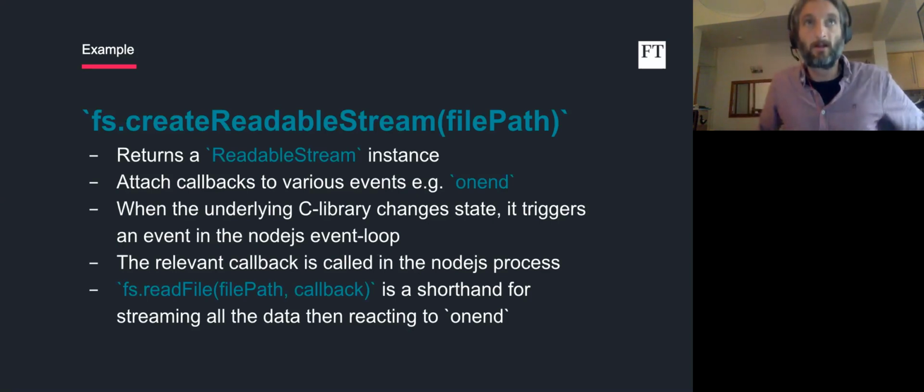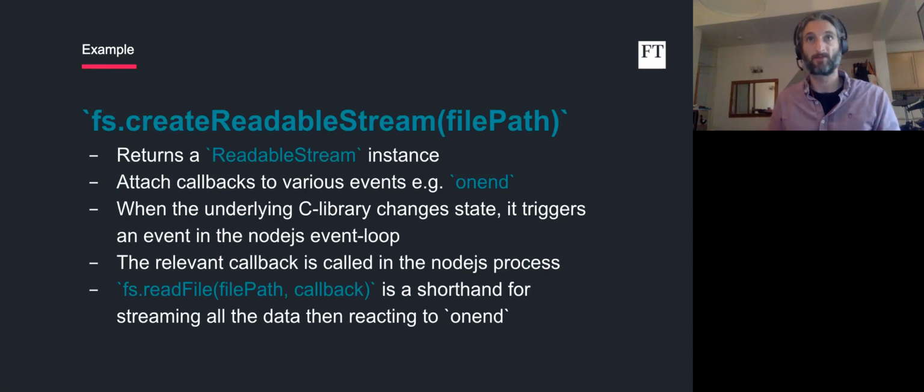So as an example, when you read a file using a stream, a readable stream instance is created. And in your process, you can attach callbacks to the various events of that. When the C library that actually does the reading of the file changes its state, it will trigger an event in the event loop, which then calls the callback in the Node.js process. This is true for most I/O operations in Node. So if you call the read file operation, that's just a shorthand for streaming all the data and then waiting for the on-end event.